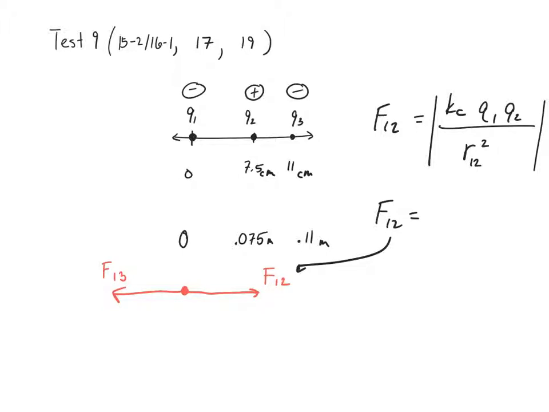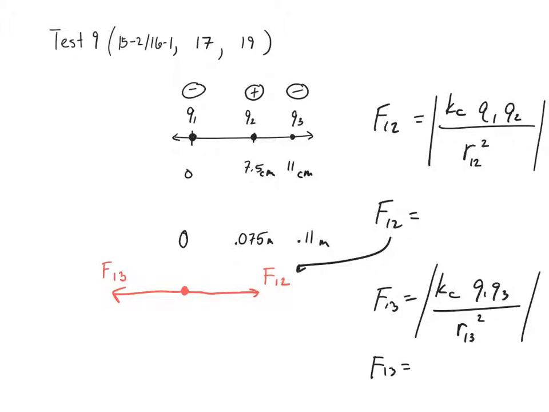Is that clear? And therefore, it becomes a push to the right, or a positive force. And then F13 is going to be what kind of a force? A negative force, because F13 is to the left. Now, if I want to find F13, I do the same thing, but instead of using Q1 and Q2, I use Q1 and Q3, and instead of the distance between 1 and 2, the distance between 1 and 3, and then I get a number. Now, I can get those numbers, and we can do that. So we can show that math real quick.